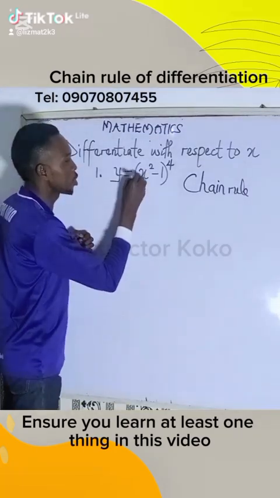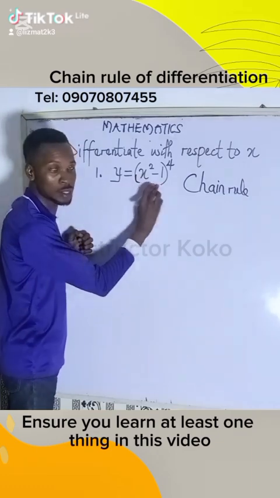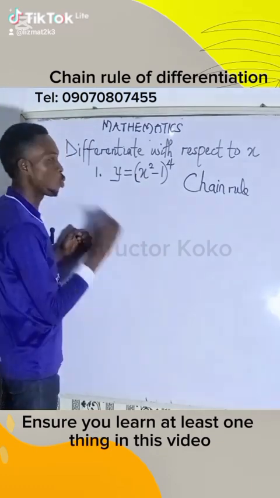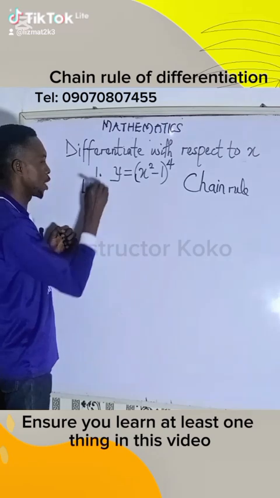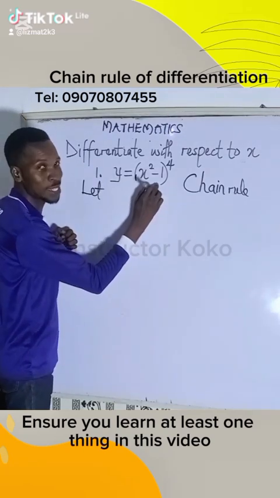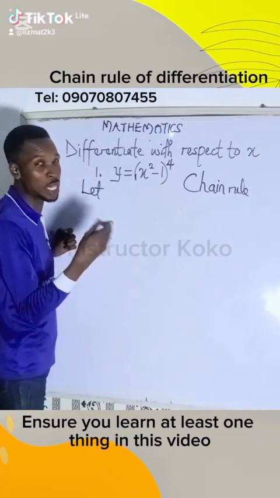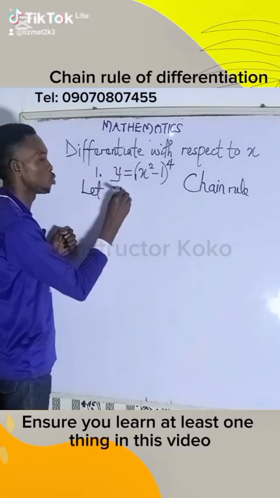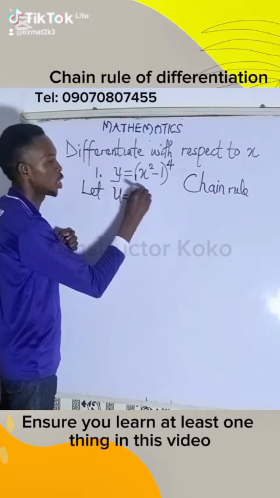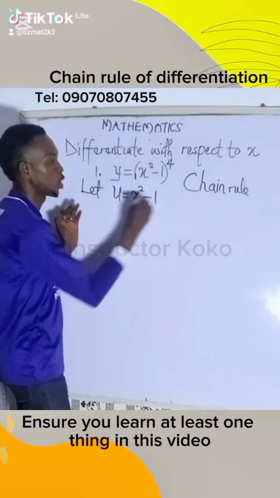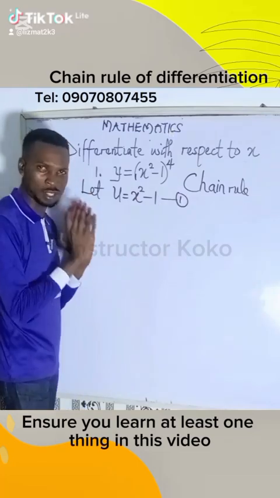Now, you see this function inside the bracket is giving me a headache. So what am I going to do? I'm going to let this function in the bracket here, let it be u. You can let it be any letter of your choice, but I'm using u. So I will let u be equal to what? x squared minus 1. Can you see? I'll call this one equation 1.